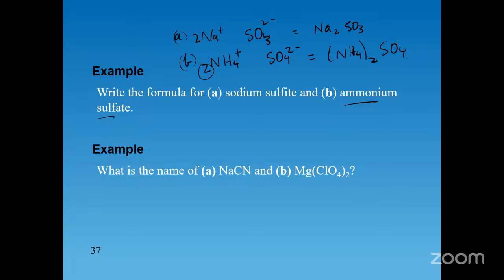So the key thing you need to remember here is that if you have more than one of a polyatomic ion indicated in the name, then in the formula, you surround that polyatomic ion with parentheses, and then you put the number outside as a subscript. And that's how you deal with that, all right? Okay, now for the second example, they gave you the formulas, and they asked you to determine the name. So what do you think is the name of the first one?